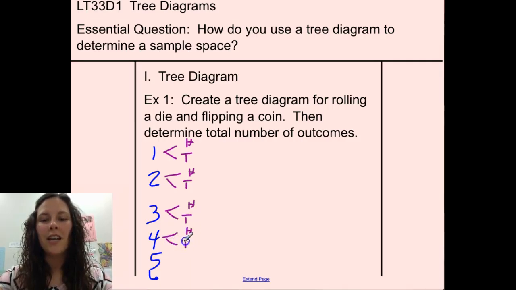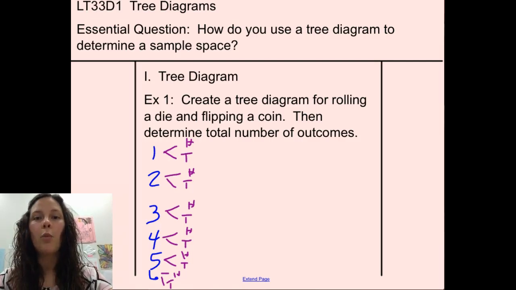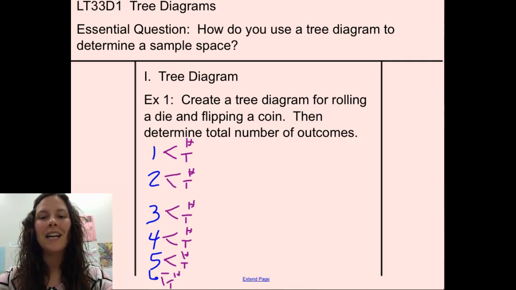All of these are H then T because I'm trying to squeeze it all in. Some of those H's don't look very clear. So H for heads, T for tails. So that is the tree diagram that represents what we could get when we roll a die and then flip a coin. The sample space is listing out all possible outcomes.